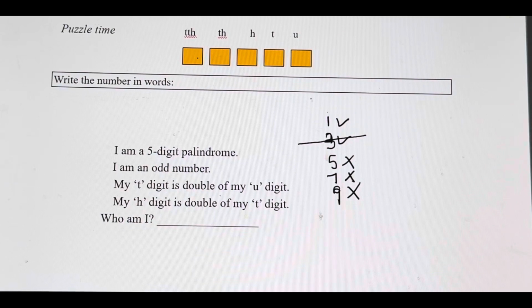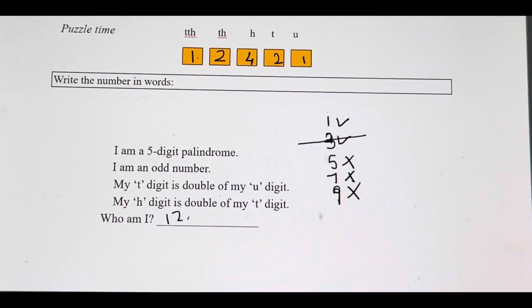What is left is 1. So let us write down this number 1. Double of 1 is 2 and double of 2 is 4. Now it's a palindrome. So again here it will be 2 and here it is 1. So 1, 2, 4, 2, 1 is the number, right? So we write the number over here with commas.